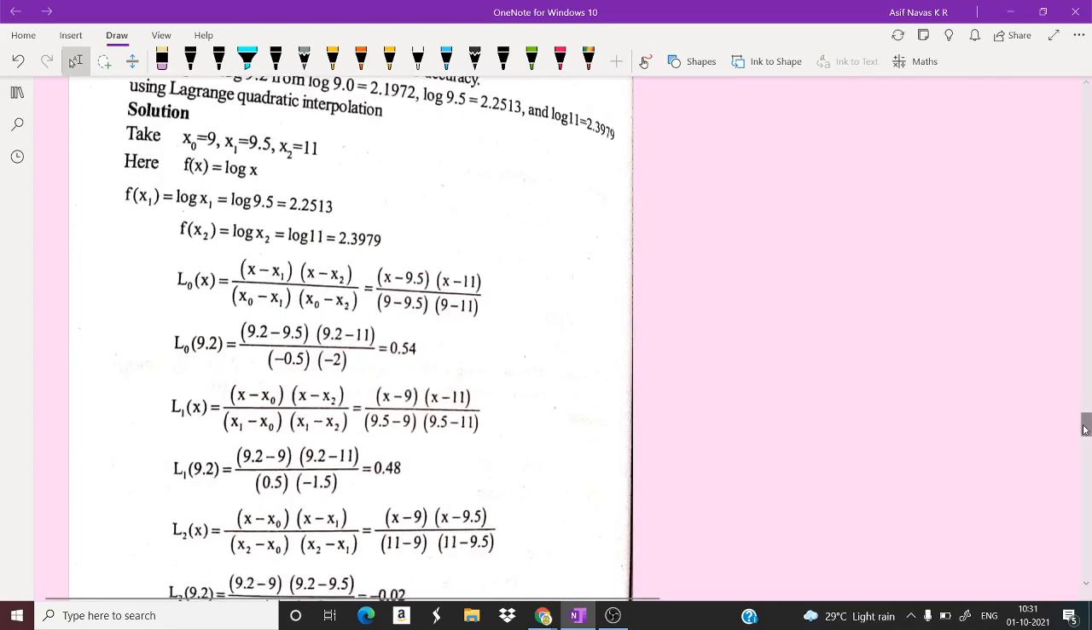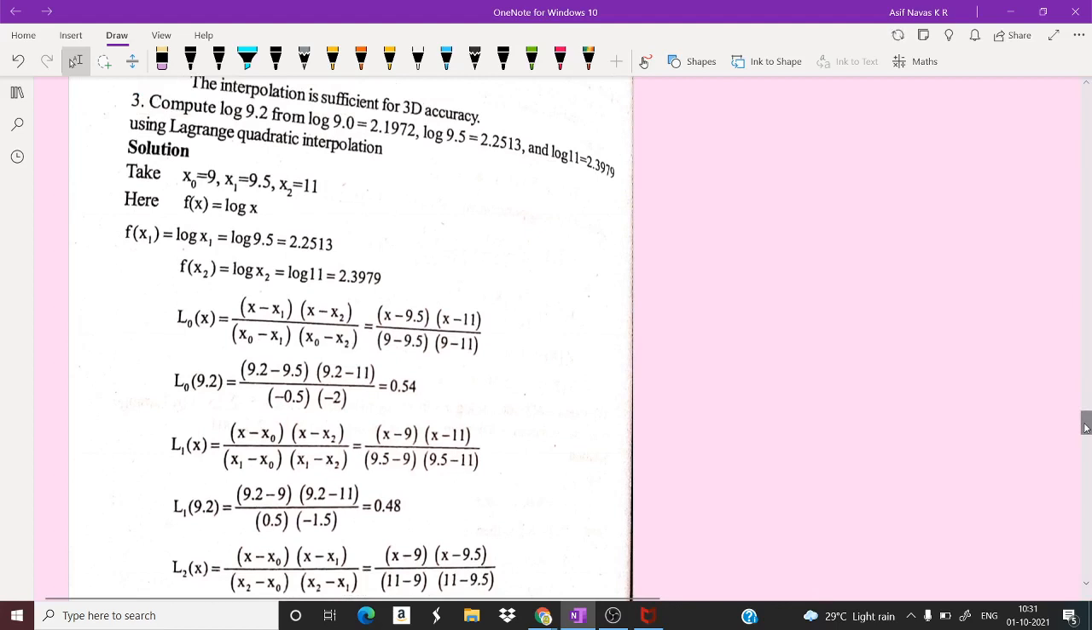So this is also a similar problem. Compute log 9.2 from log 9, which is equal to 2.1972, log 9.5, which is equal to 2.2513, and log 11, which is 2.3979, using Lagrange quadratic interpolation.